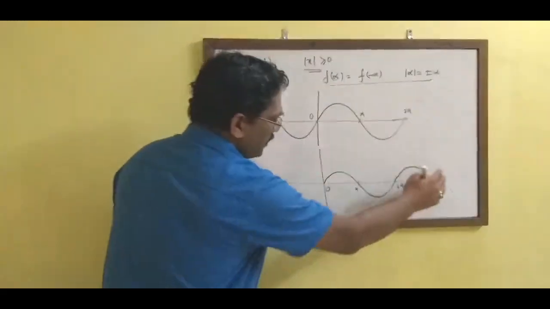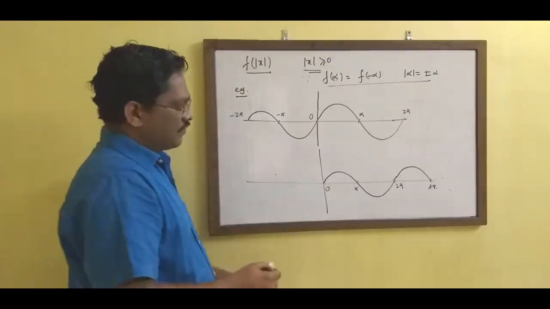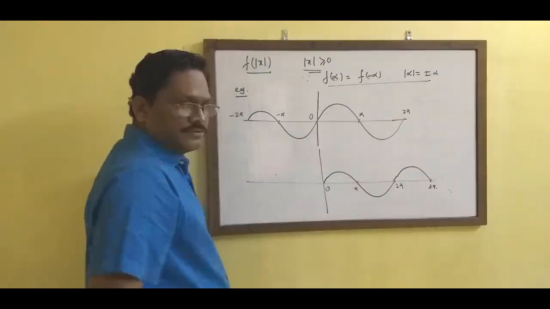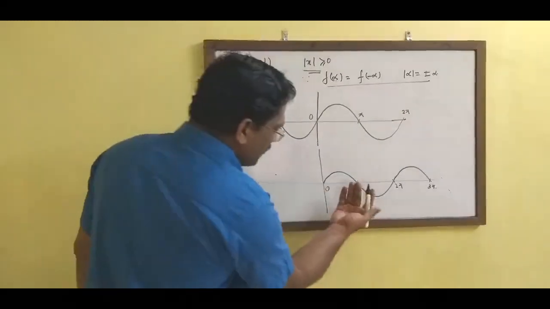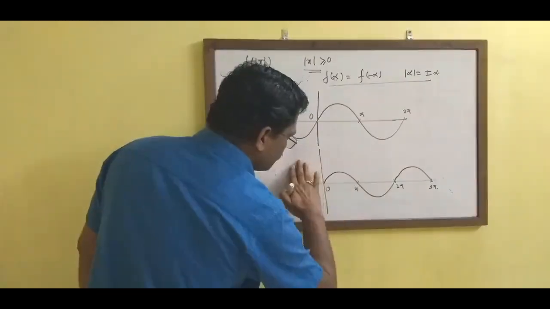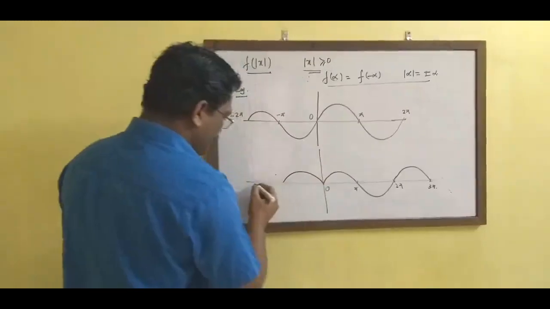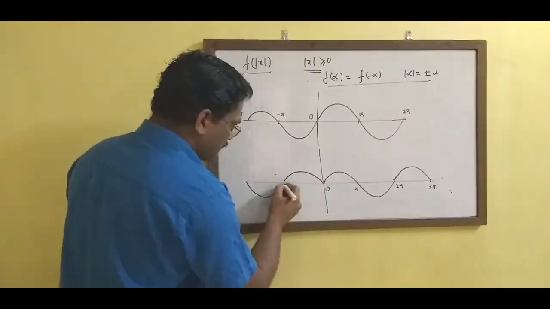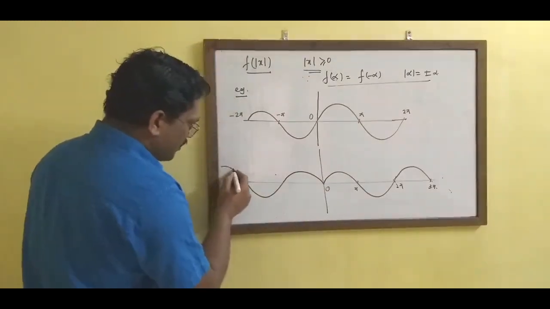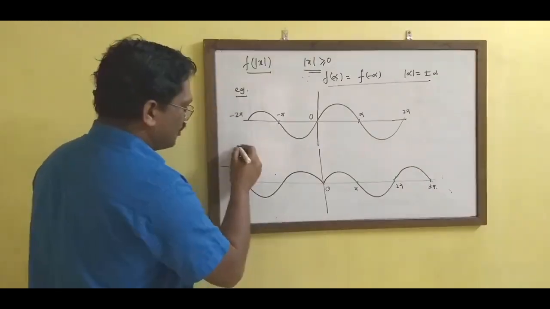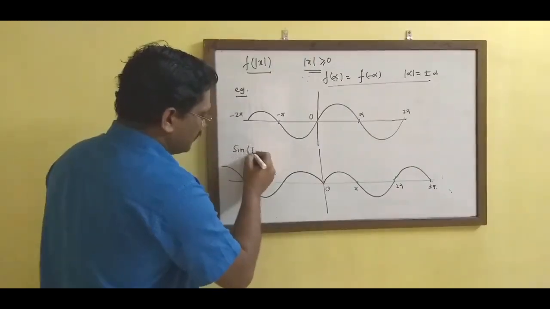Now, this is the part of sin x which is valid for x greater than 0. Now, take the mirror image, just rotate this graph 180 degrees in this manner. So, you get a graph like this. So, this is how the graph of sin of mod x will look.